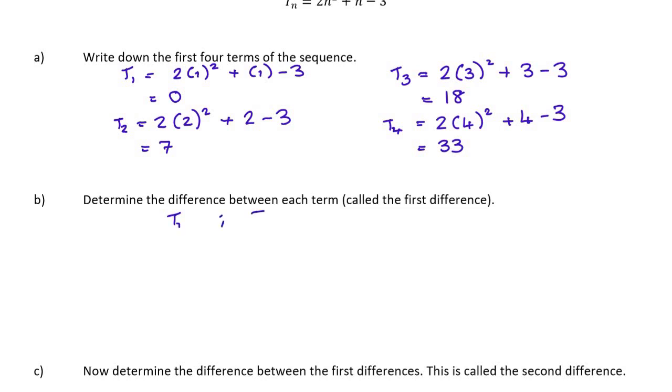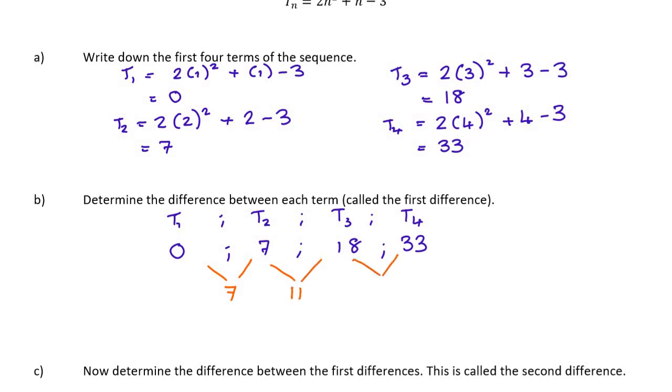So if I just write out my terms T1, T2, T3, T4, we did this in a linear pattern because we noticed in a linear pattern that the first differences were equal. So I'm not really expecting these first differences to be equal, simply because this isn't a linear pattern. So 7 take away 0 is 7, 18 take away 7 is 11, 33 take away 18 is 15. So notice my first differences aren't equal. Again, makes complete sense because this isn't a linear pattern.